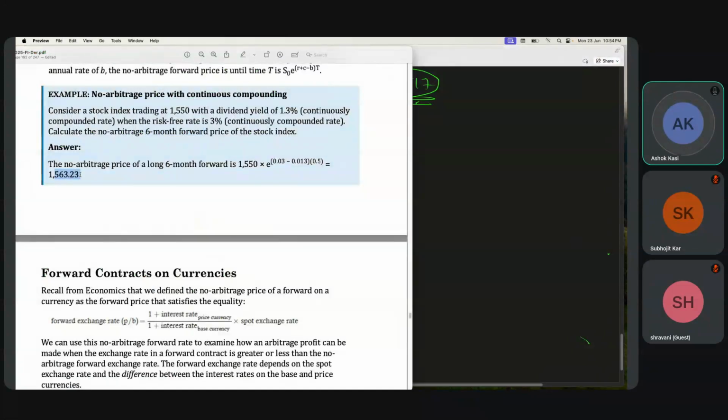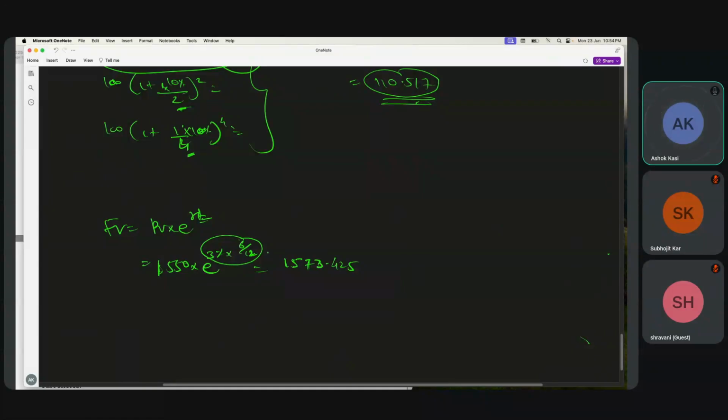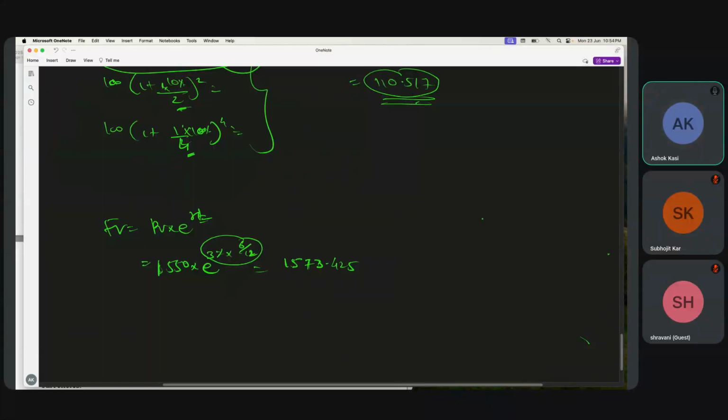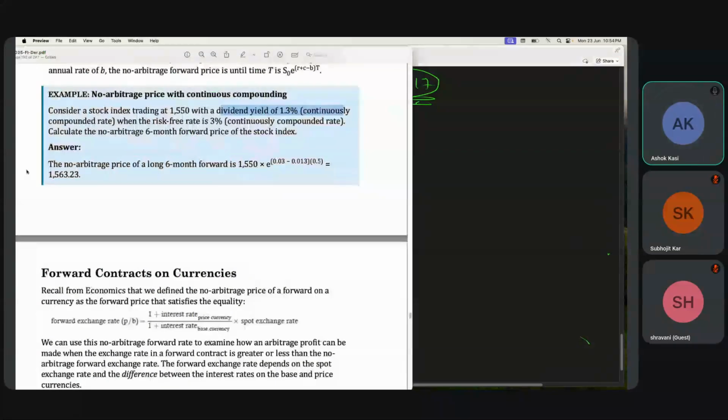Okay, now you see that the answer is not matching because they have not done it in this way. They have done something else. They have reduced 1.3%, this dividend yield also. So if this dividend yield wouldn't have been given, then what we have done is correct. But because they have given the dividend yield, then how to do it? That is another question. Understood the question here?